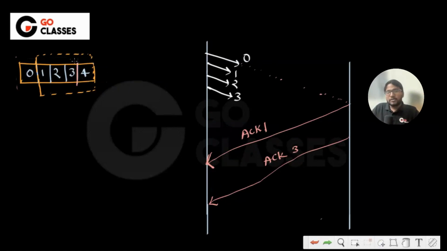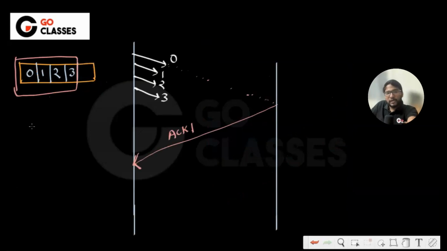I'm expecting 3. So the sender will understand that everything till 2 has arrived. That's why you are sending ACK 3, right? Everything till 2 has arrived, which means I don't need this 2 in my window. Now I can really shift my window. And what is the window size? If you remember, we are starting with a window size of 4, right? I can say the window size here is 4.